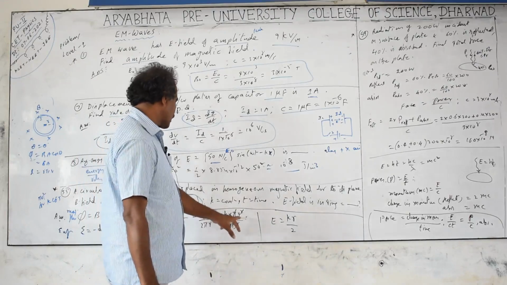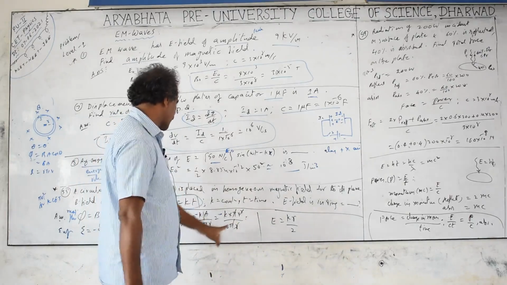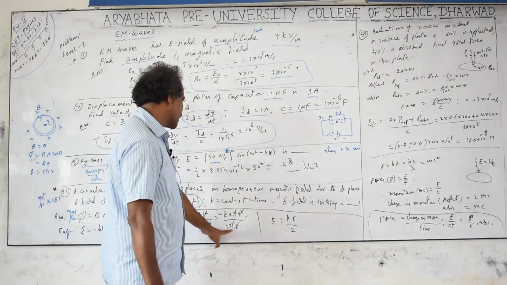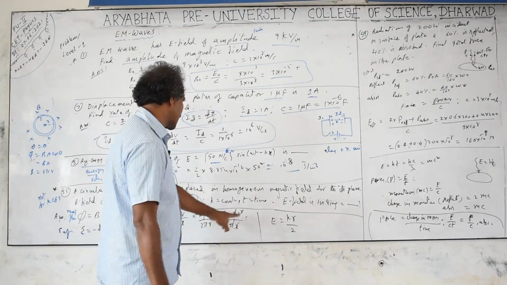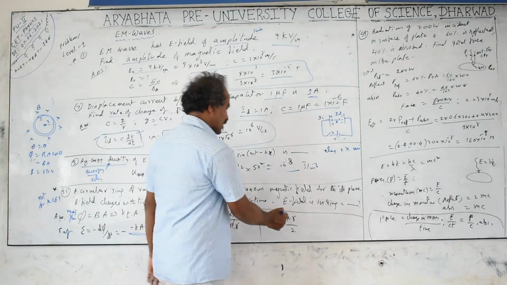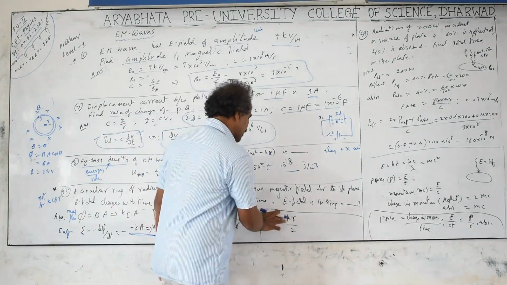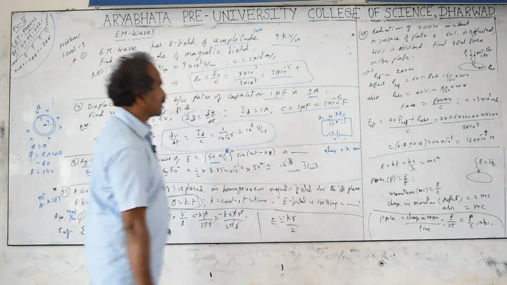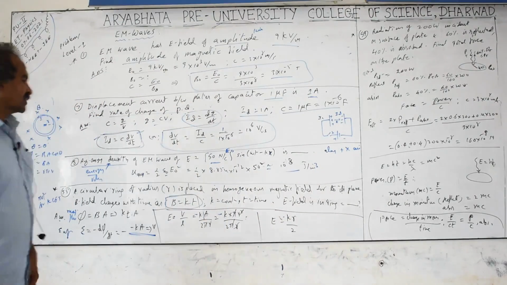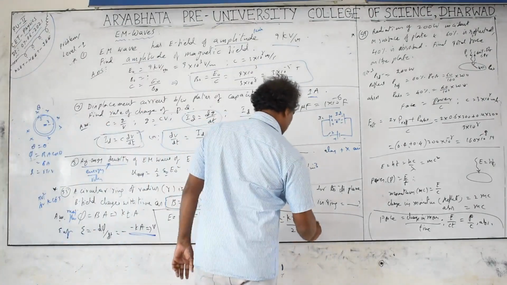K into A, where circular area is pi r square, by L equals 2 pi r, the circumference. Pi cancels, one r cancels, left out is Kr by 2. Negative sign: in the options they may give the negative sign, they may not, you check that. Magnitude only we can take. Electric field is equal to Kr by 2. This is the electric field induced.